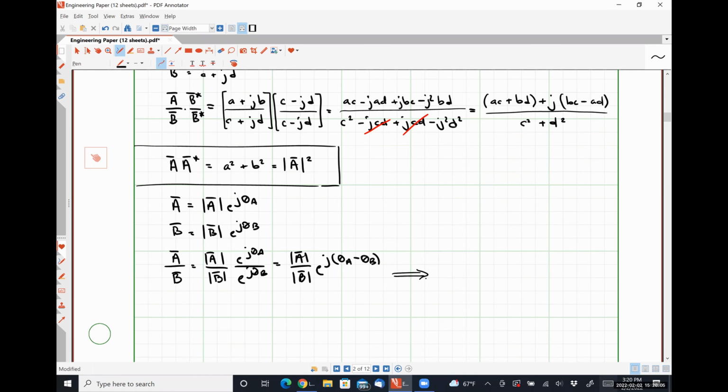or in polar form, magnitude of A over magnitude of B angle theta A minus theta B. So it should be fairly obvious here that division using polar form complex numbers or exponential complex form numbers is much easier than division using rectangular form numbers.